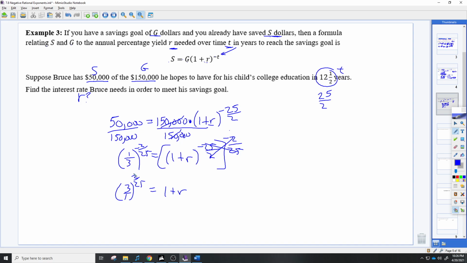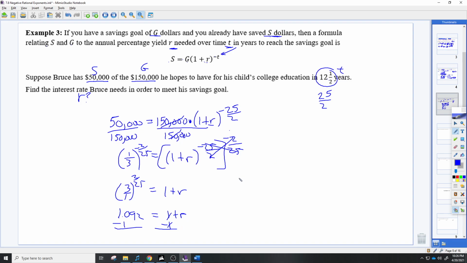So I got 1.091866 with this part here. I'll do 1.09. Let's round that up to a 2. I want to go out a couple decimal places just to see what our rate's going to be. And we still have 1 plus r. To get rid of this 1, pretty easy. Just subtract 1.